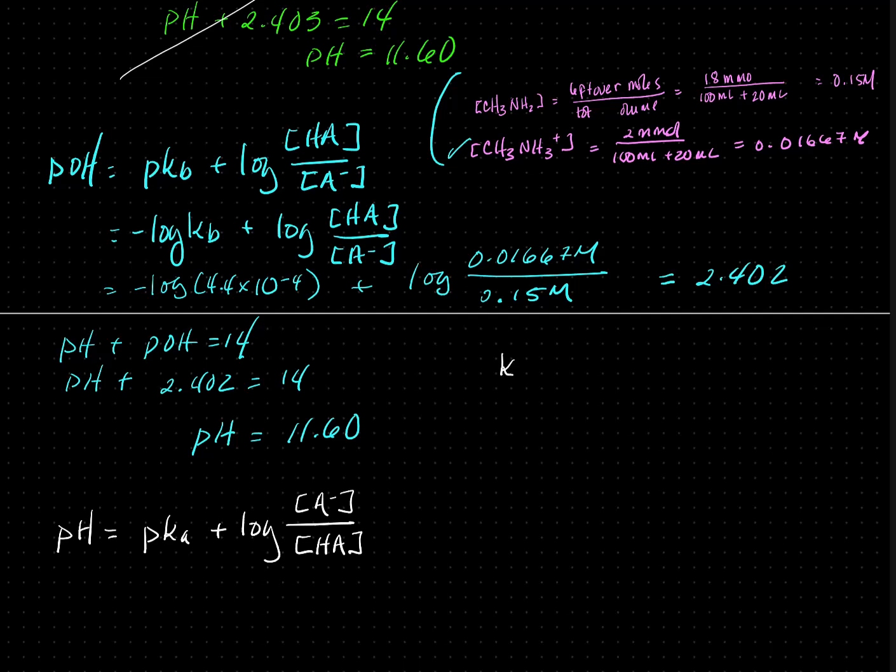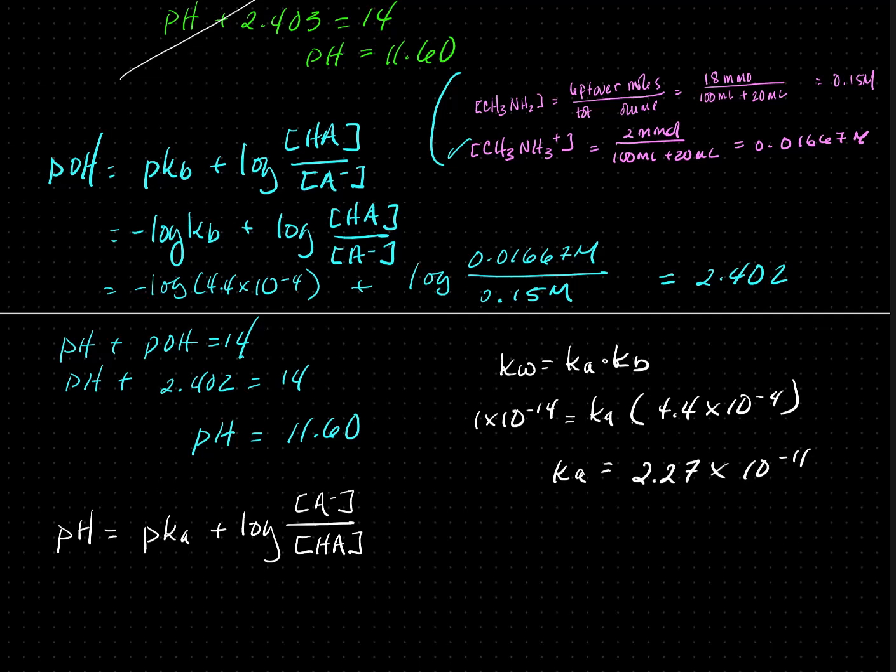We know the relationship is Kw equals Ka times Kb. Kw is 1 times 10 to the negative 14th. This is equal to Ka times 4.4 times 10 to the negative 4th, which was given. So Ka is going to equal 2.27 times 10 to the negative 11th.